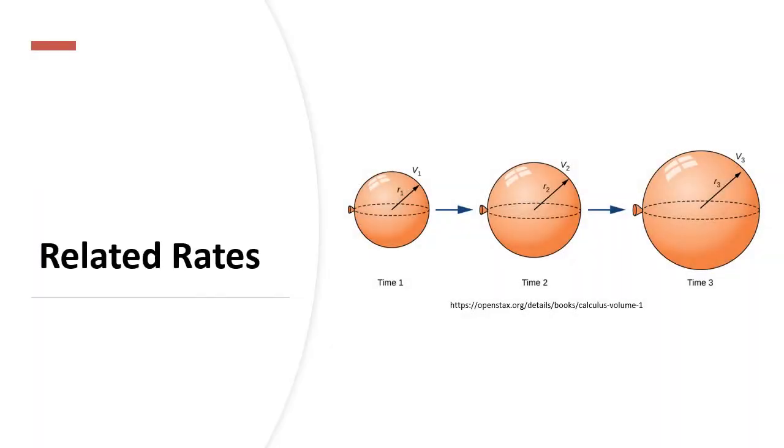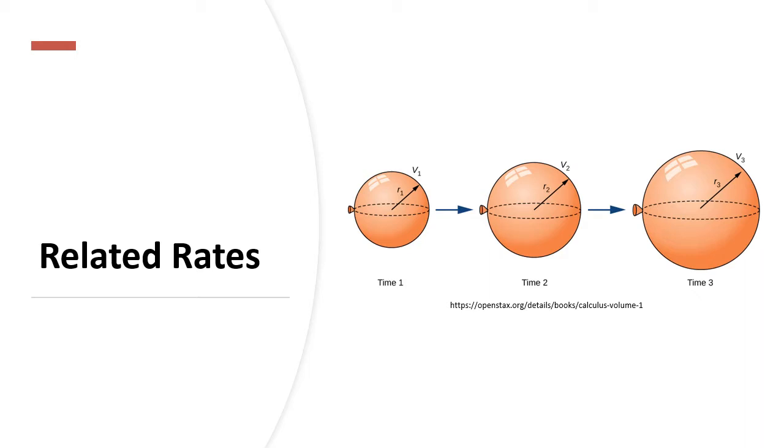In this section, we're going to talk about related rates. We've seen that for quantities that are changing over time, the rates at which these quantities change are given by a derivative. If two related quantities are changing over time, the rates at which the quantities change are related.